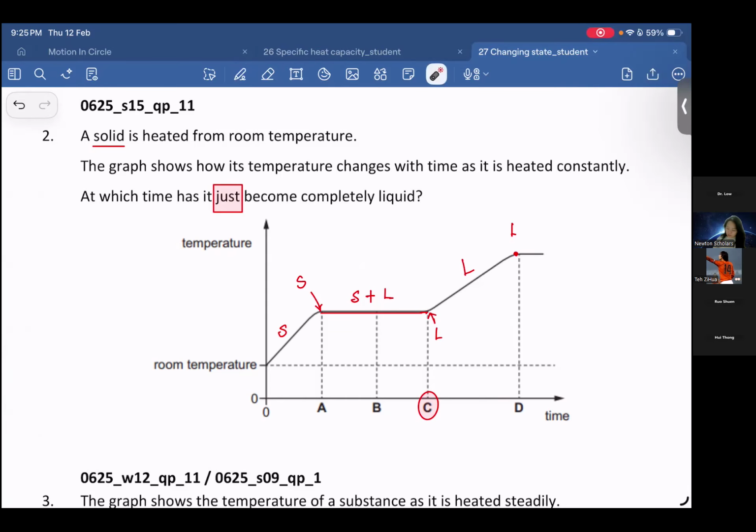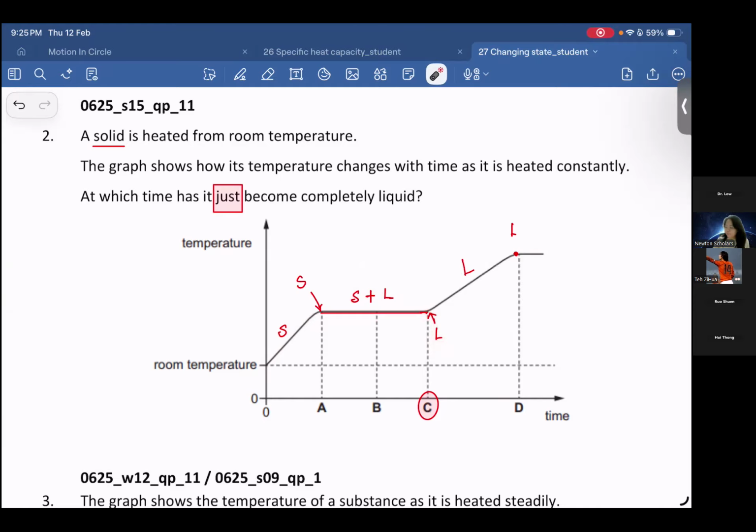Solid. Okay, this part, they won't change the state. So solid, still solid. Then when the temperature becomes constant, meaning they start to change the phase, so it will have mixing. Some of them are going to liquid already, some of them still in solid. So we will have some solid and some liquid here. But until point C here, this one is completely liquid.